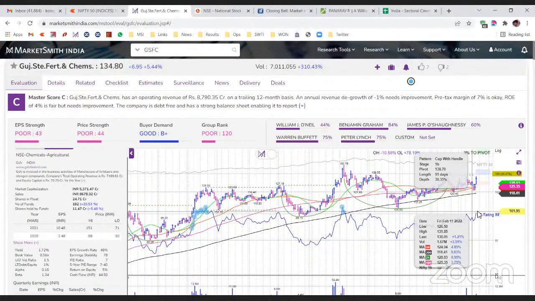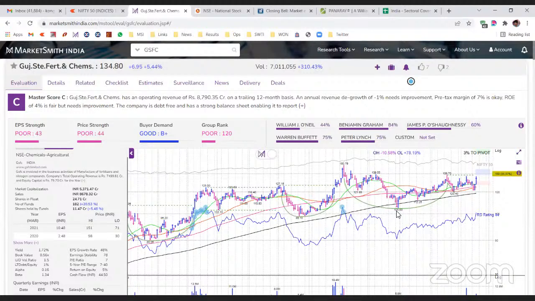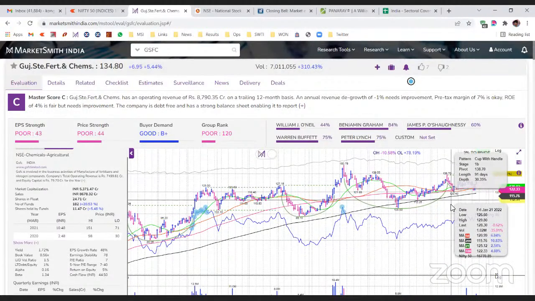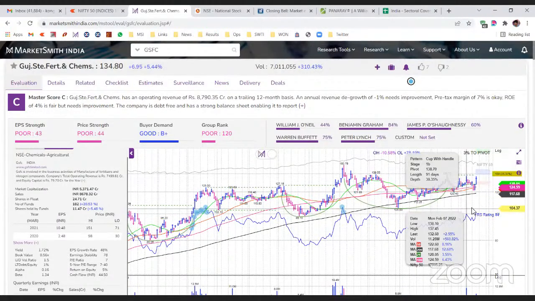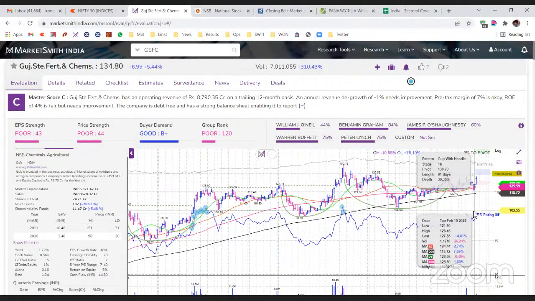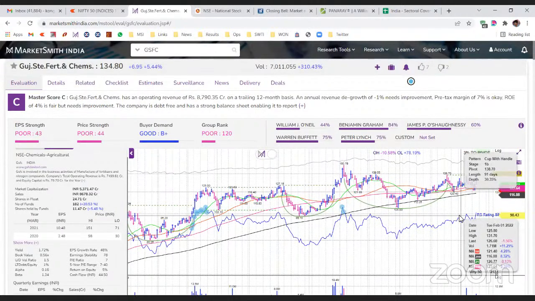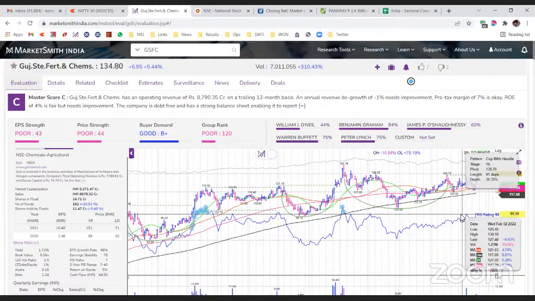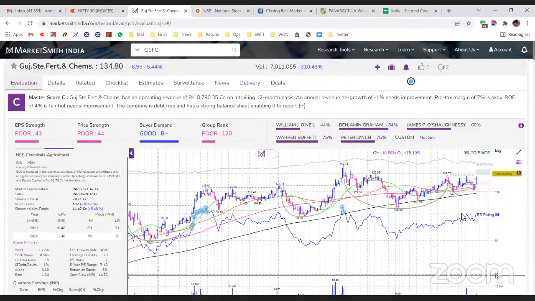Yep. The only good part about the stock is that it has been forming the first stage base, and it's above all the key moving averages. But looking at the EPS trend, it's poor at the moment, and even the RS line is not trending upwards. It's on a flattish zone. But we can look at the stock if it breaks out and the market is supportive.